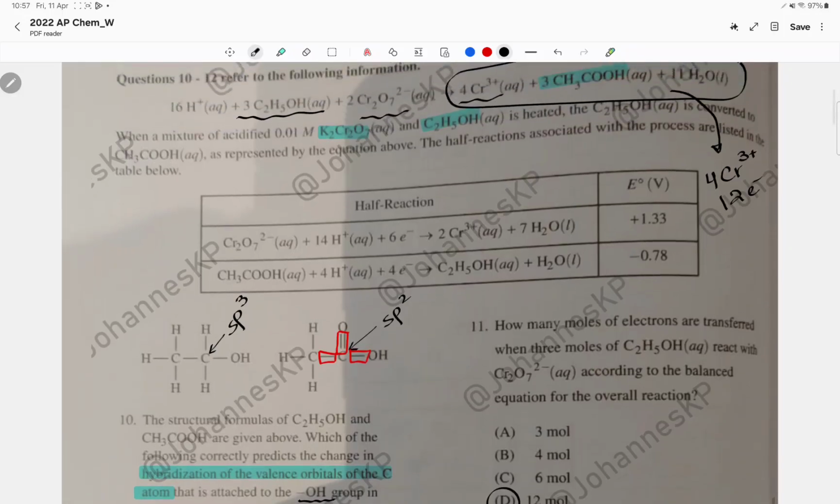Or you could look at the half reactions. How would 6 and 4 meet? They would meet at 12. So you must multiply the first one by 2 and the second one by 3. You end up with 12 electrons. So yeah, it's the same exact thing. You're right. Very good. 12.